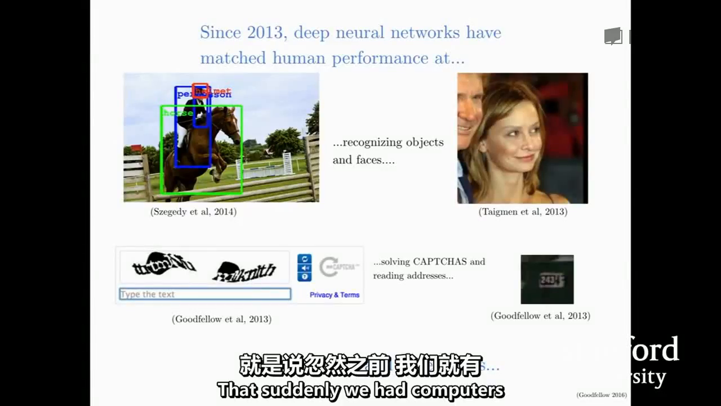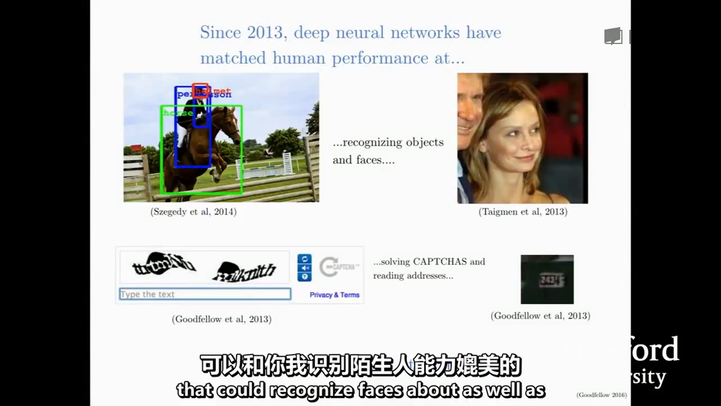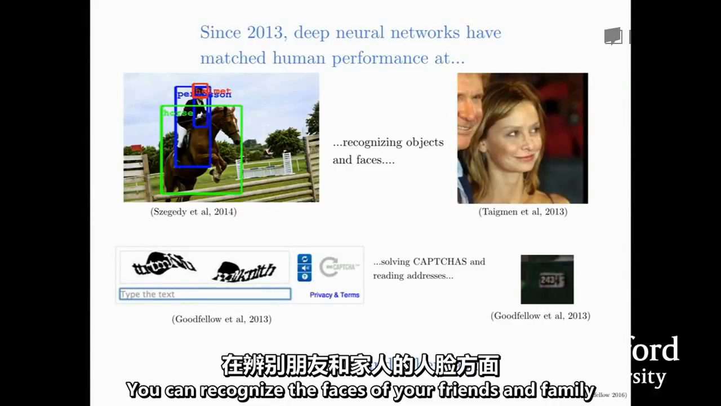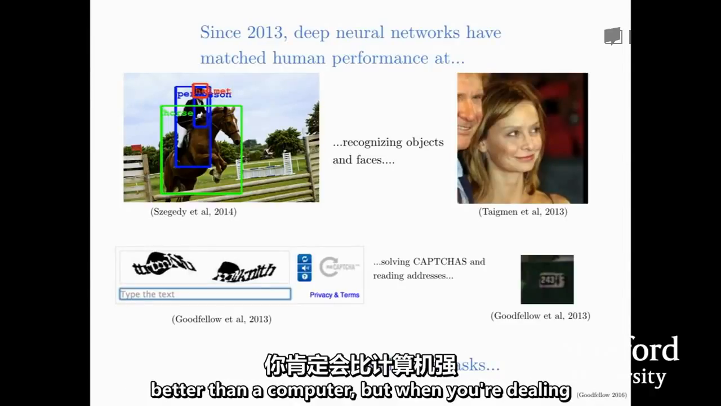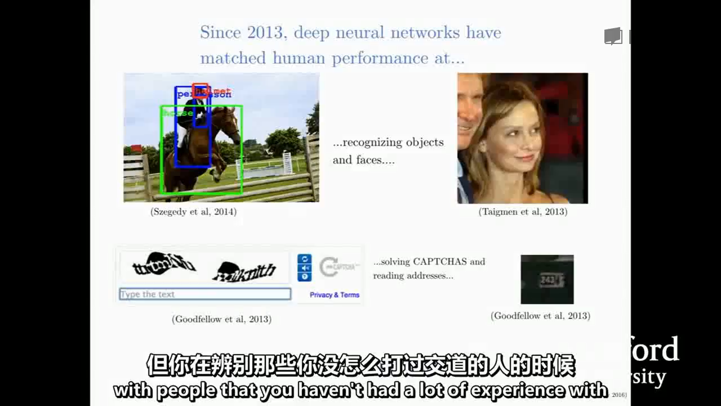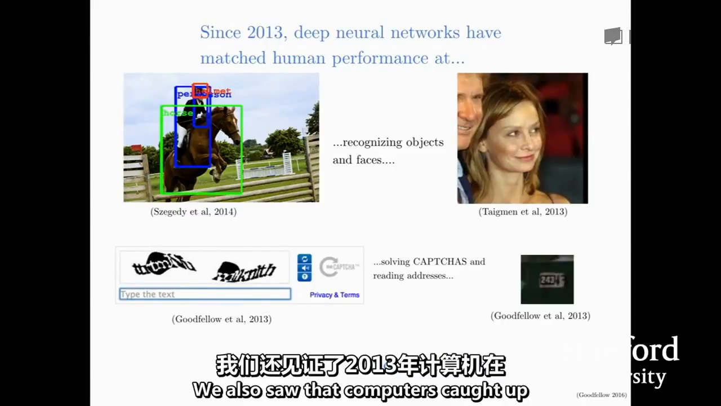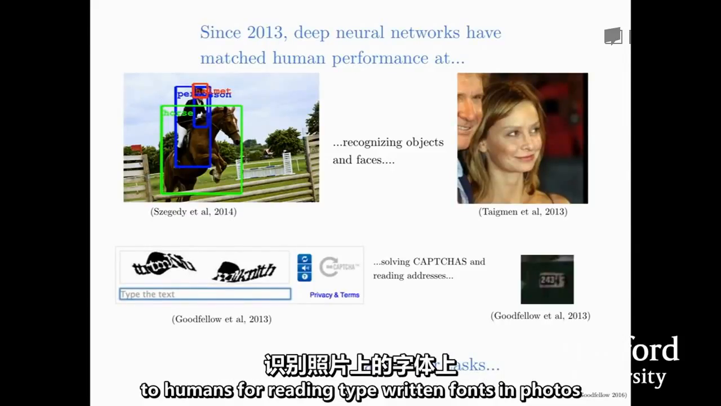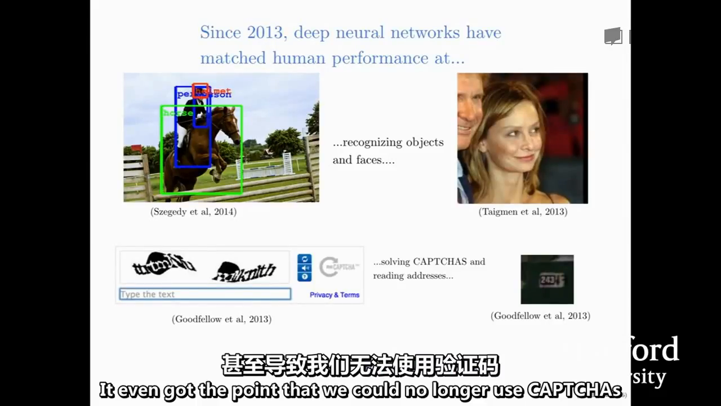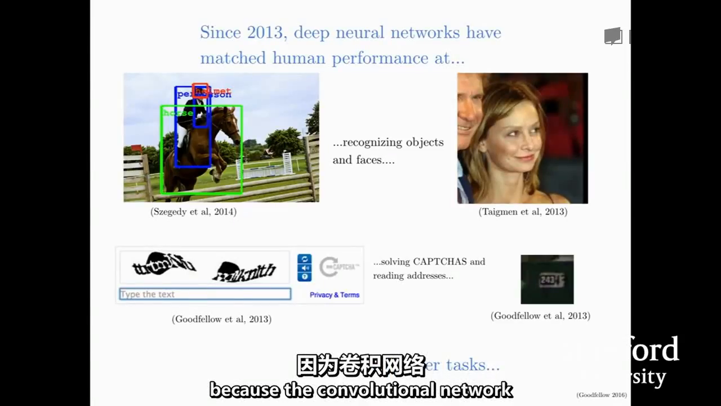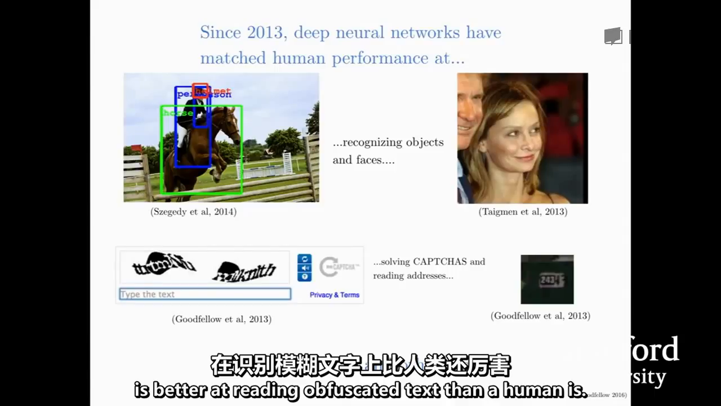that suddenly we had computers that could recognize faces about as well as you or I could recognize faces of strangers. You can recognize the faces of your friends and family better than a computer, but when you're dealing with people that you haven't had a lot of experience with, the computer caught up to us in about 2013. We also saw that computers caught up to humans for reading typewritten fonts in photos in about 2013. It even got to the point that we can no longer use CAPTCHAs to tell whether a user of a web page is human or not, because the convolutional network is better at reading obfuscated text than a human is.